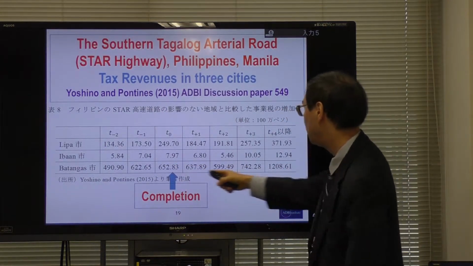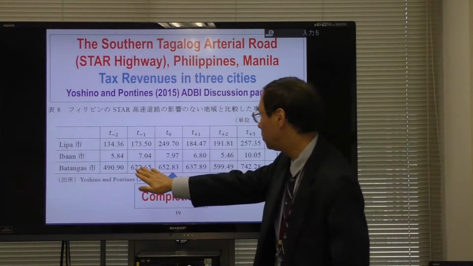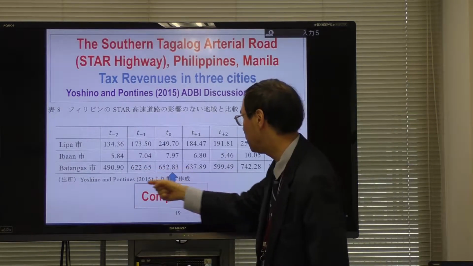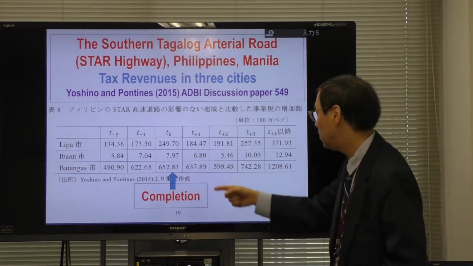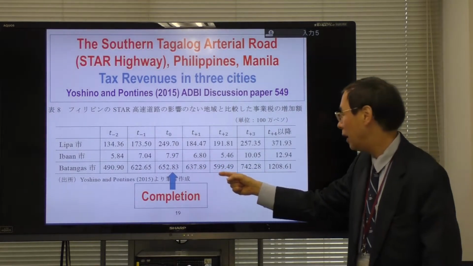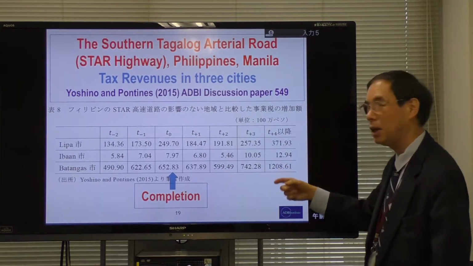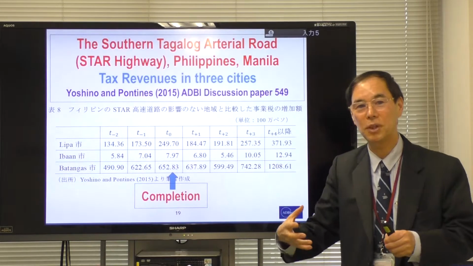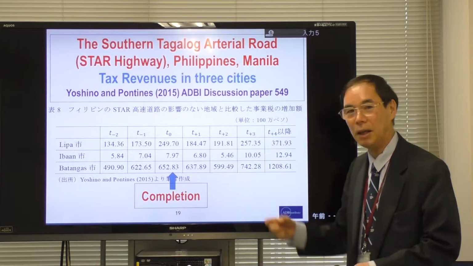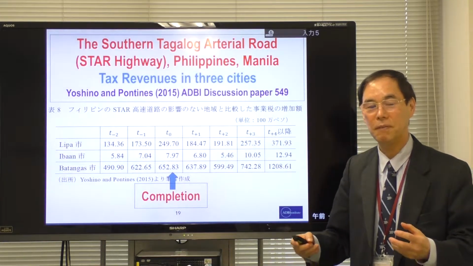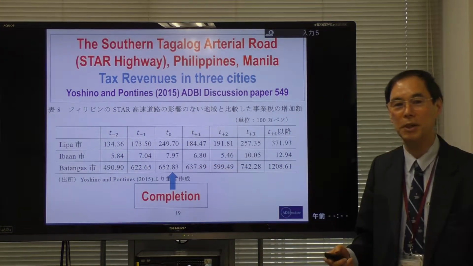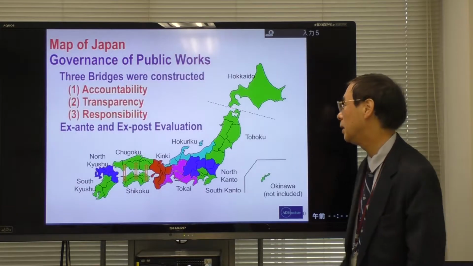This is Batangas City's tax revenues. T-1 and T0 is the construction period, and tax revenue has increased during the construction period. But after the completion of the highway, tax revenue has diminished. And it takes 3 or 4 years, then total tax revenue has significantly increased because connectivity has been created and also private businesses have set up very well. So after the 4th year, the tax revenue went up almost twice. That means the impact increased enormously.